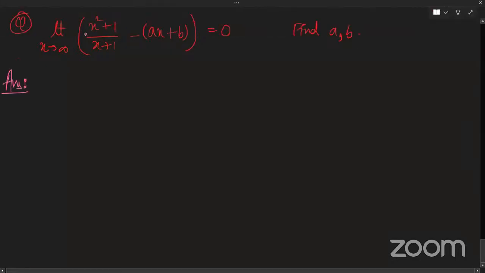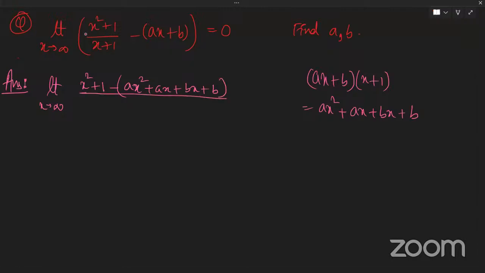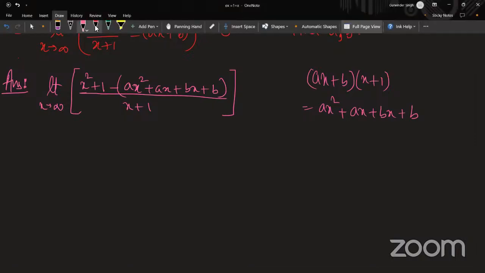So first of all, I will try to take out the common thing and bring it upwards. So I've got x cube plus 1 minus ax plus b into x plus 1. Can you help me multiply it? What will it be? Ax square plus ax plus bx plus b. Okay, great. So I've got minus of ax square plus ax plus bx plus b whole divided by x plus 1. Right? Everyone? Yes, sir.